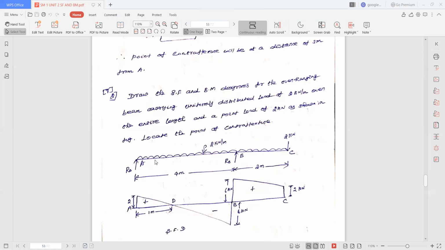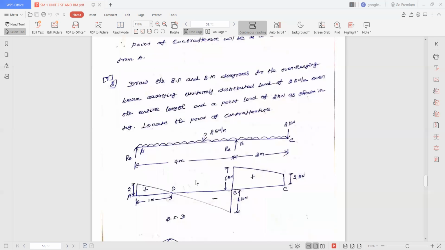So for this overhanging beam subjected to a uniformly distributed load as well as a point load, how to draw the SFD and bending moment diagram, that we will see now, right? So you know very well, the first step is to find the reactions.